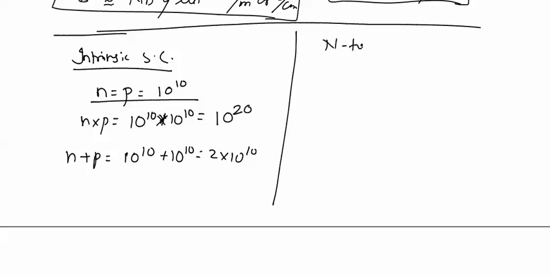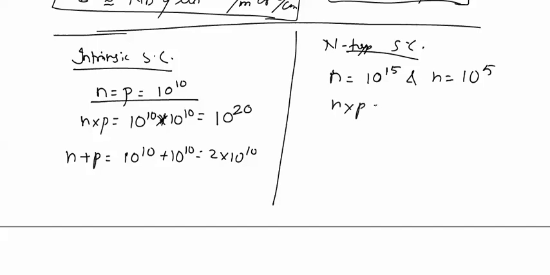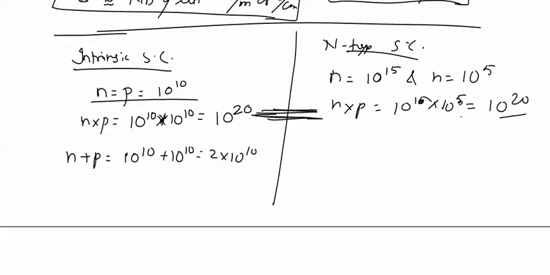In case of n-type semiconductor, for example, I take n equal to 10 raised to power 15 and p equal to 10 raised to power 5, then n into p equal to 10 raised to power 15 into 10 raised to power 5 equal to 10 raised to power 20. According to mass action law, both the values are the same. We have changed the composition, but we have kept the material at thermal equilibrium, and according to mass action law, the product of electron and hole concentration is the same in both the cases.